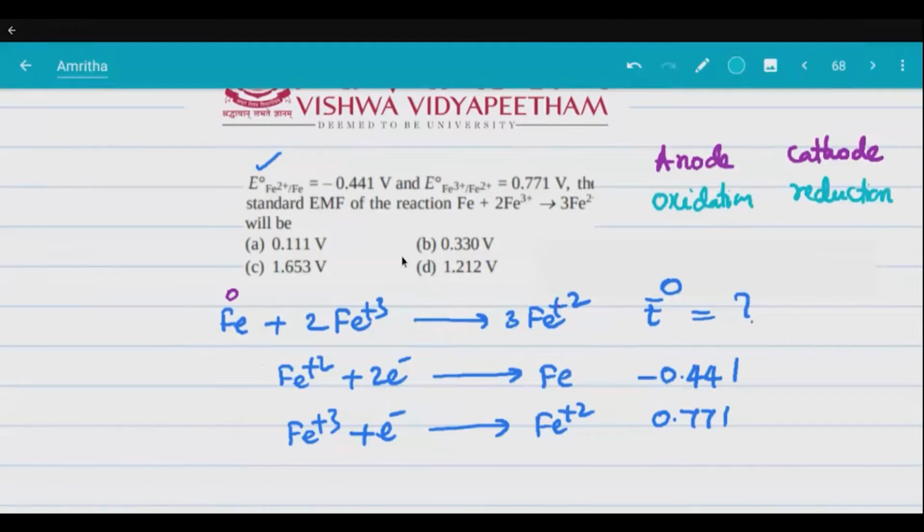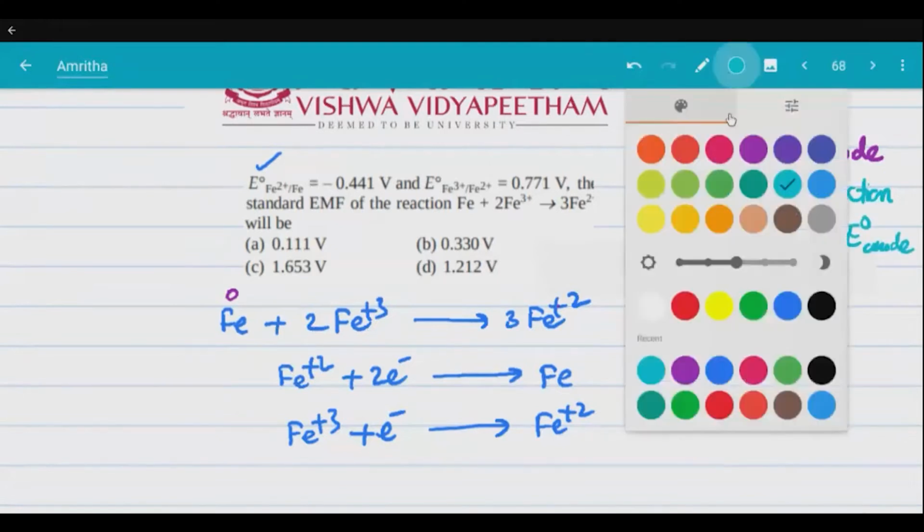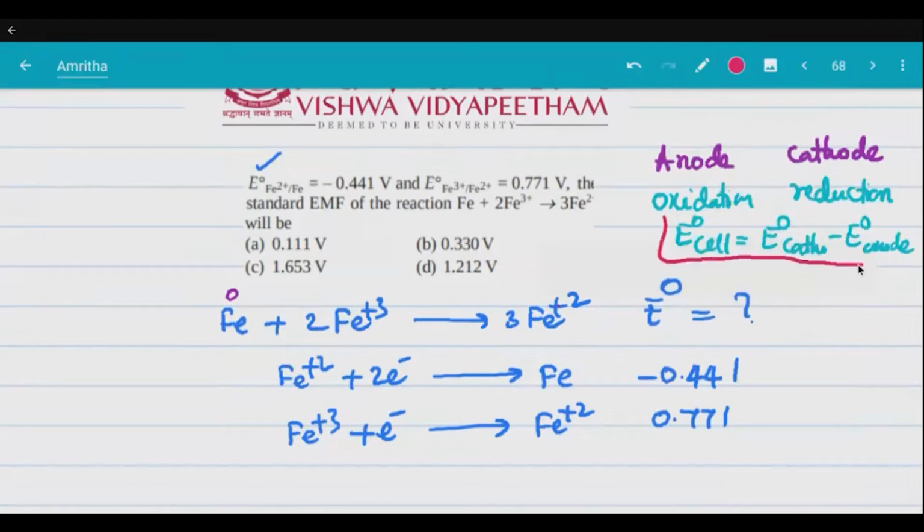So what we should do, very simple: E naught cell equals E naught cathode minus E naught anode. If you construct a cell, take SRP values only, don't change sign. Do not change any minus or plus here. Directly with sign, take cathode minus anode. Which one is cathode here? 0 to plus 2, so this is anode, right? This is anode.